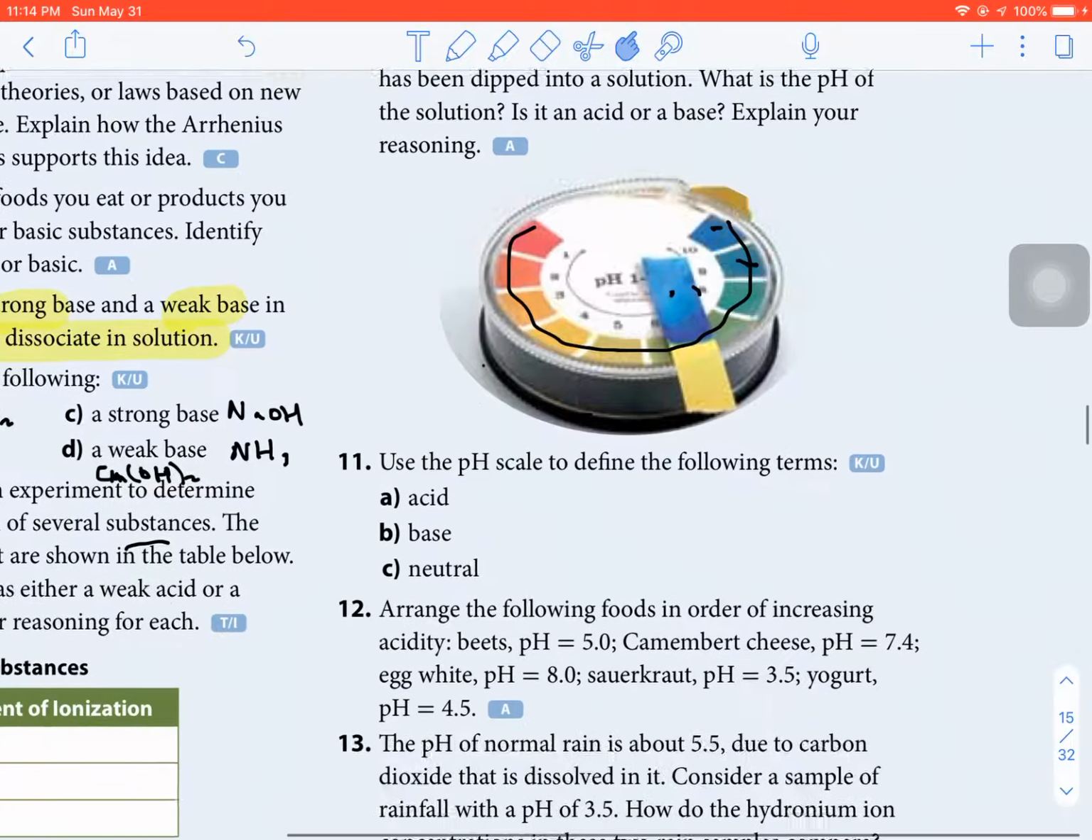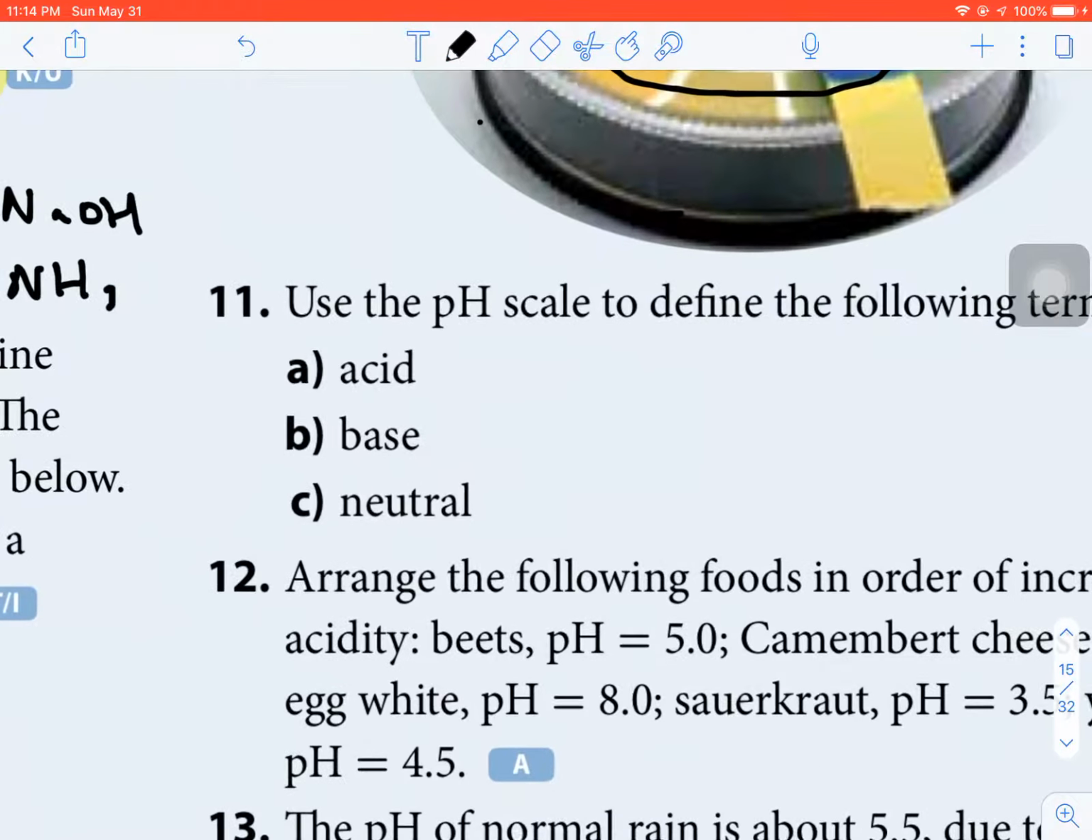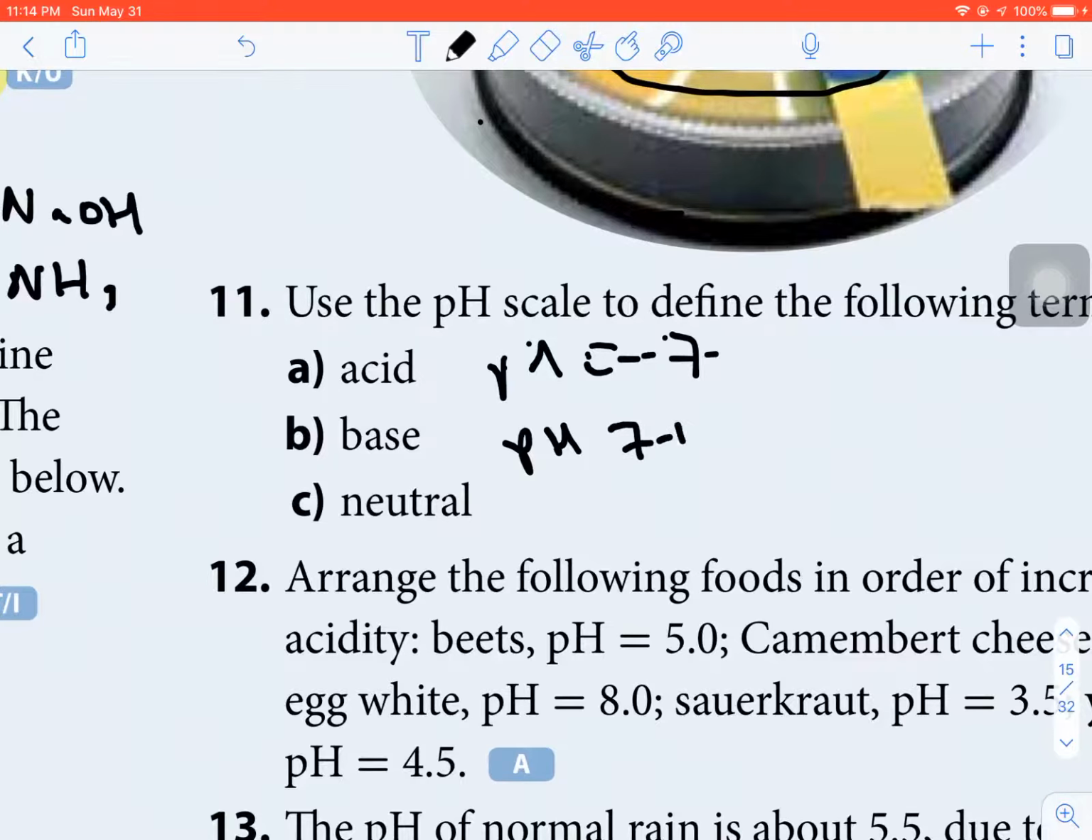Okay, question 11 says use the pH scale to define the following terms. Again, we know that if it's an acid, the pH is 0 to 7. If it's a base, the pH is 7 to 14. And if it's neutral, it's right on 7. That's it for question 11.